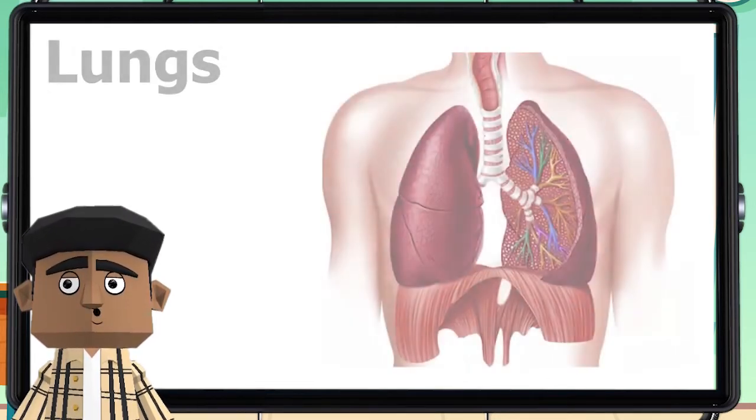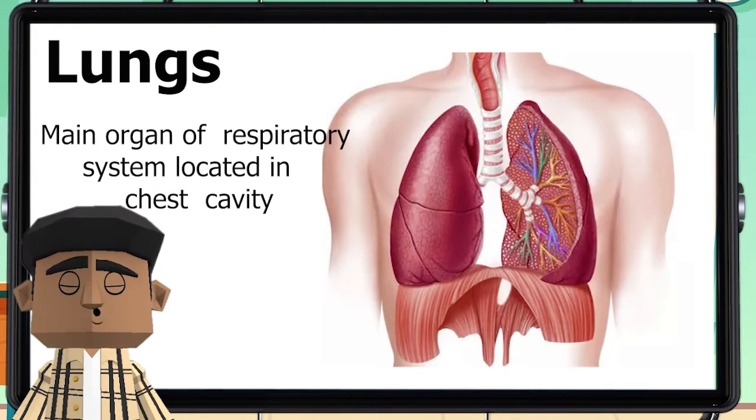Yes! The lungs and the diaphragm. The lungs are the main organ of the respiratory system located in the chest cavity. These are sponge-like organs because air sacs or alveoli are present here. The oxygen gas starts to enter the lungs when it leaves the two main bronchi and travels to the bronchioles and alveoli.